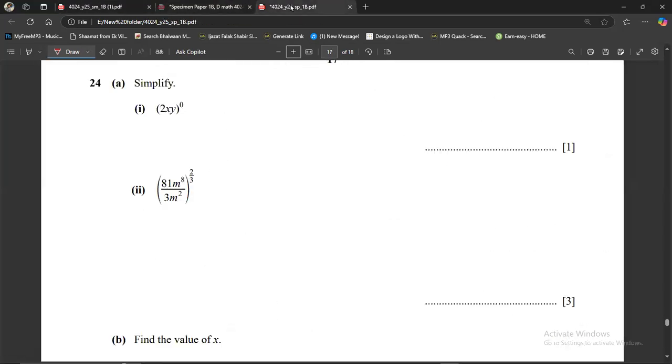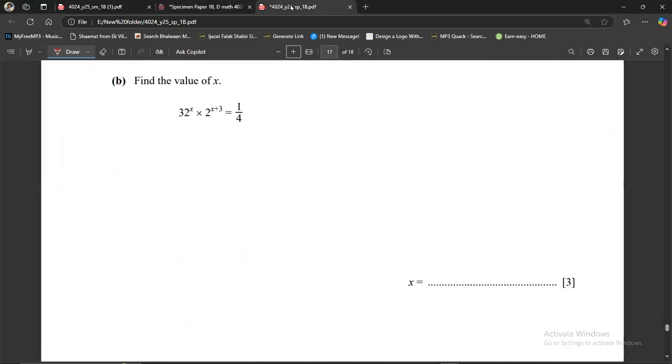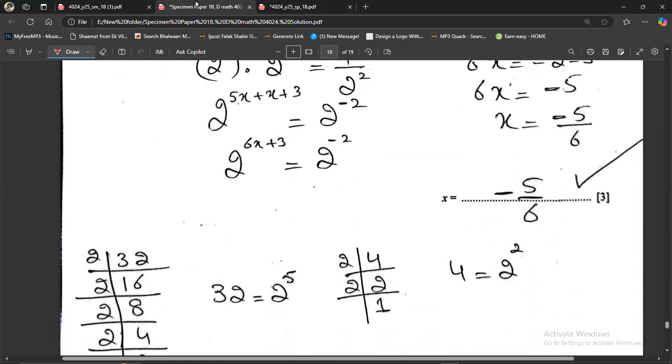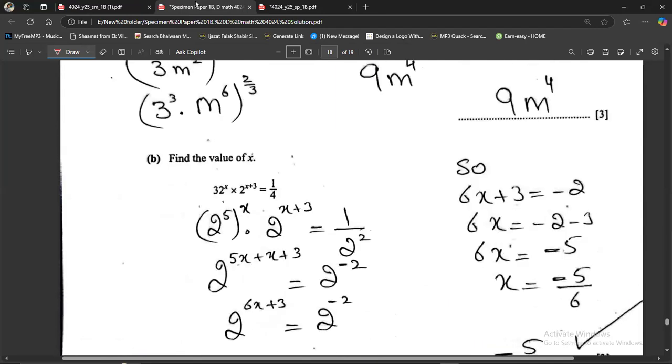This is the chapter of indices. Then we have question number 24 and its B part: find the value of x. You have 32 raised to power x into 2 raised to power x plus 3 equals to 1 by 4. I will try to make the base same. 32, I will try to prime factorize it. When you prime factorize 32, it is 2, 2, 2, 2, 2. So 32 can be written as 2 raised to power 5, and the 4 can be written as 2 raised to power 2.